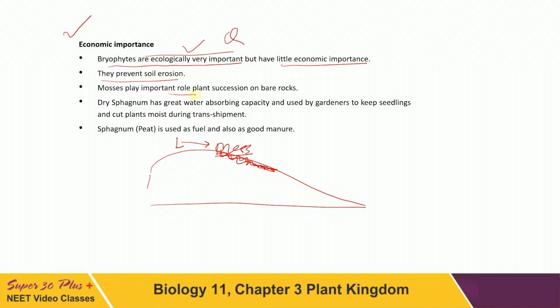Mosses play an important role in plant succession, I told you right now. Dry sphagnum has great water absorbing capacity. It is used by gardeners to keep seedlings moist. If cut plant parts or seedlings are to be transferred from one place to another, dry sphagnum is used to keep the roots moist. And sphagnum, in due course of time, will get buried in soil and make peat, just like coal, and it is used as fuel and also as good manure.